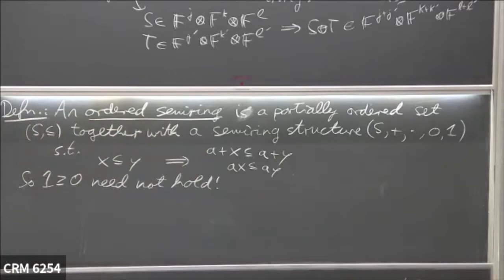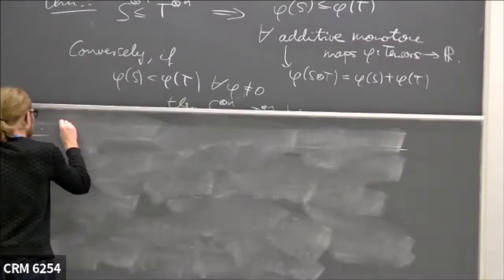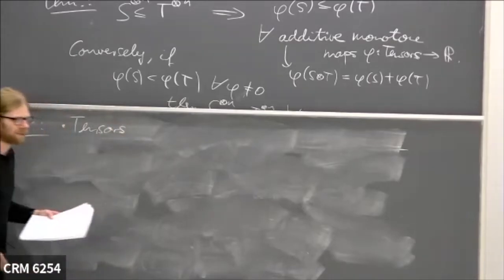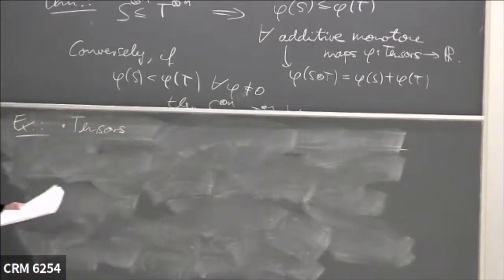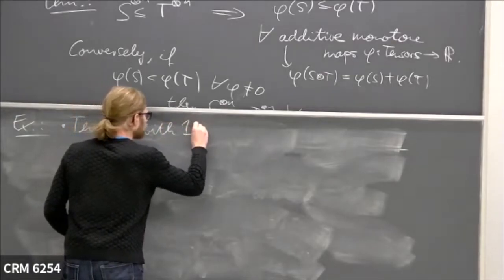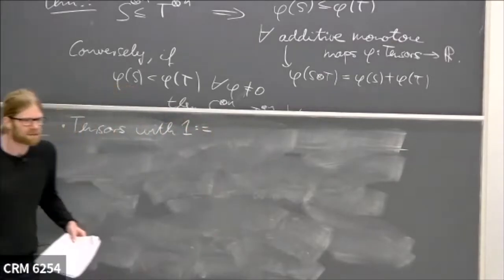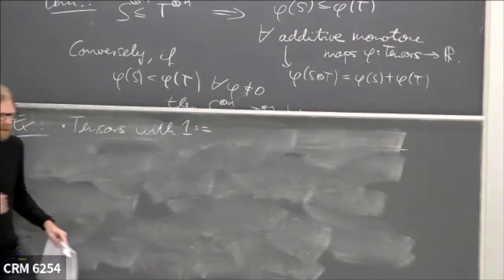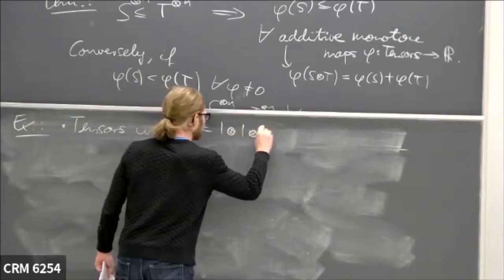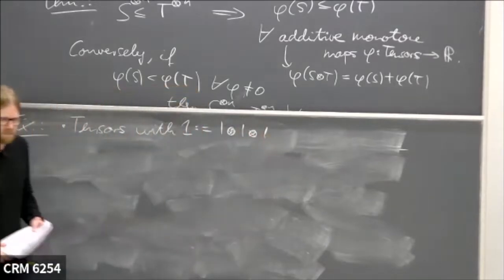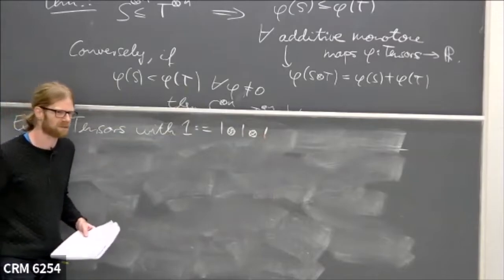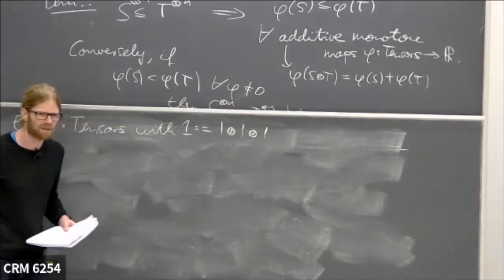Okay, so let's look at some examples. Tensors. Maybe I don't need to spell that out again, but just to say what the neutral element of the multiplication is, I had already mentioned that. It's just a one-dimensional tensor. Any non-zero tensor in one dimension. So let's just take this one.